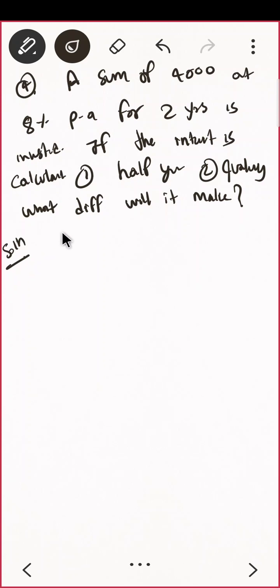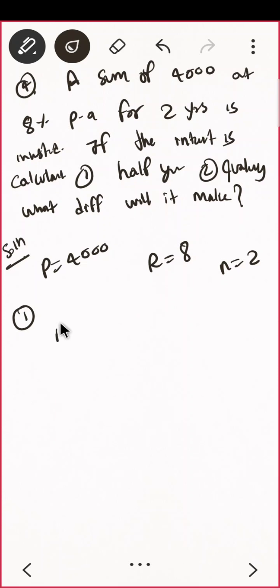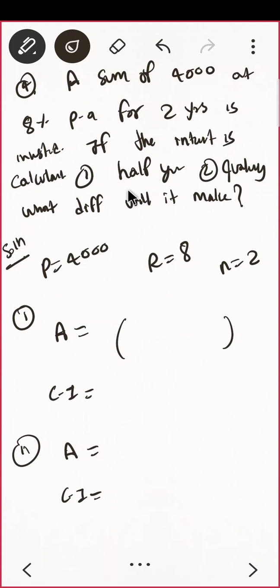Just try to solve. What is principal here? 4,000. What is rate? 8. And what is n? That is 2 years. So for the first thing, that is half yearly, what will be the formula for amount? Find the amount, then find compound interest for that. And for the second one, what will be the formula for amount and what is compound interest? Can somebody tell me what is the formula here? That is half yearly.